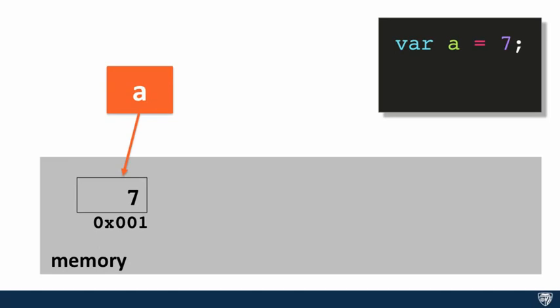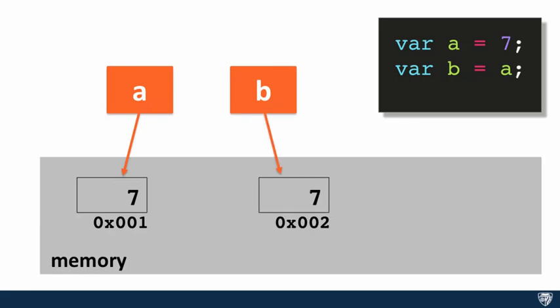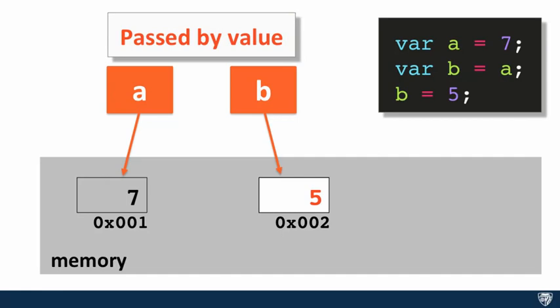When it comes to primitives, the first thing that happens is we declare variable a and set it to 7. What happens in memory is that a gets a memory allocation. In this case, the memory address is 001, and the value sitting in that memory is 7. Now when we declare variable b and copy the contents of variable a into b, we're allocating another memory location, in this case 002, and copying the value 7 into that memory location. Then when we overwrite the variable b with the value 5, we're placing a different value into the same memory location that b is pointing to, in this case 002.